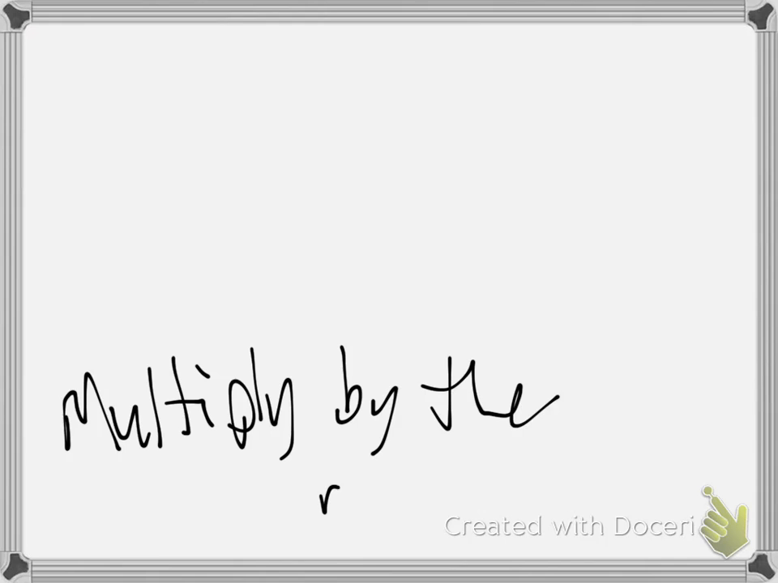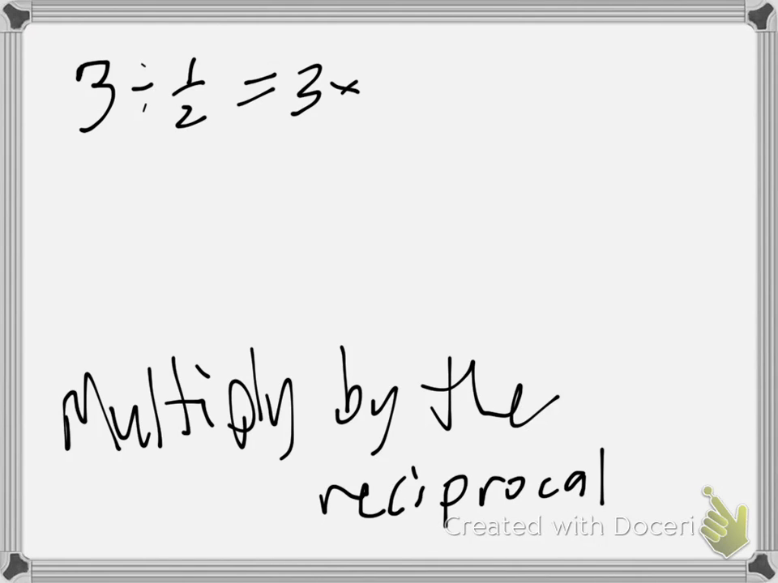Finally, the most common method to use is multiplying by the reciprocal. So 3 divided by a half is equal to 3 times the reciprocal of a half. And a reciprocal just means flip the fraction over. So 1 half flipped over is 2 over 1, but that's just 2. And 3 times 2 is 6.